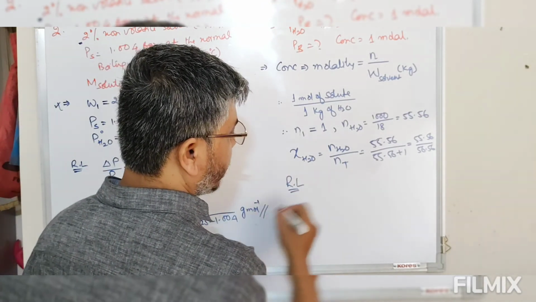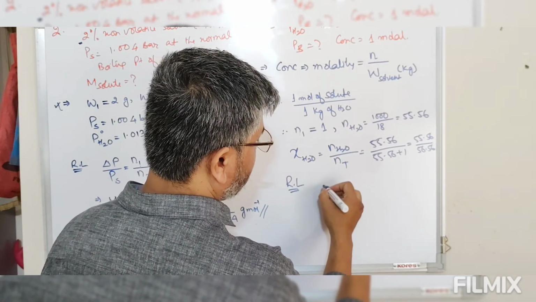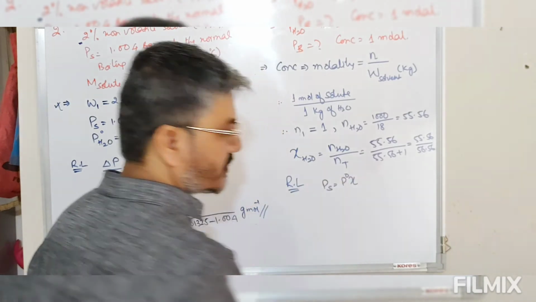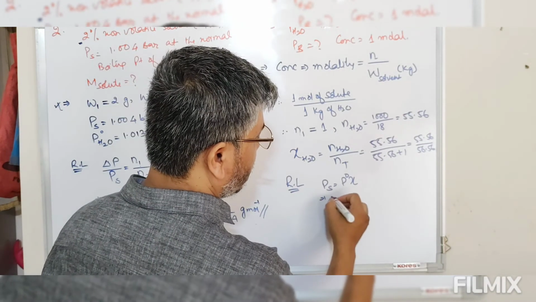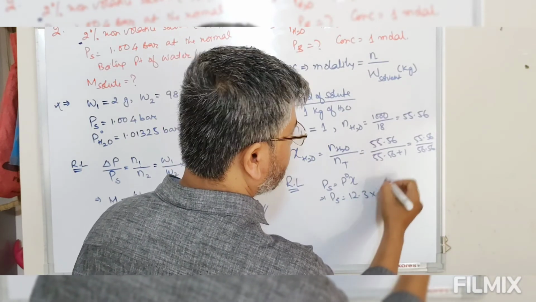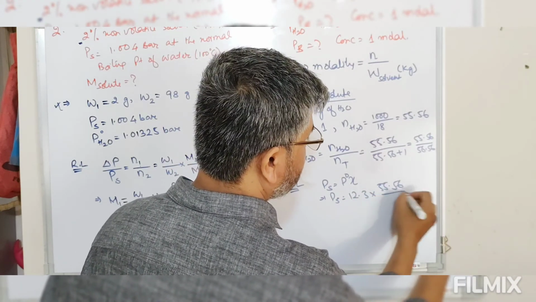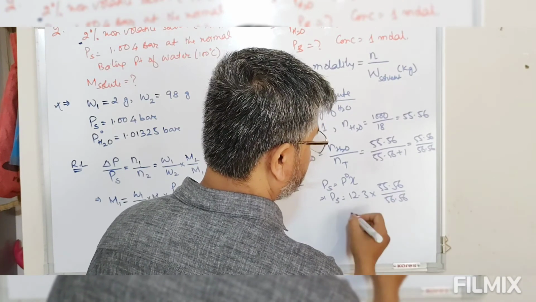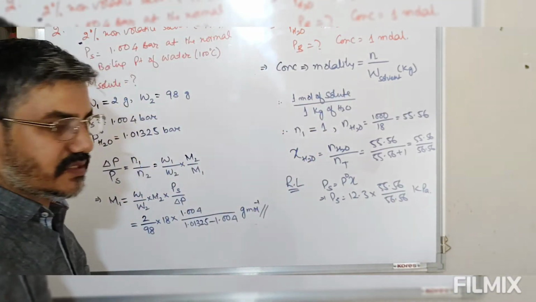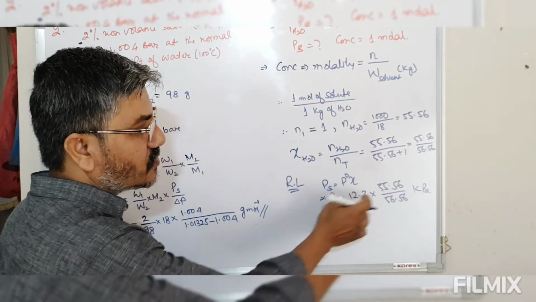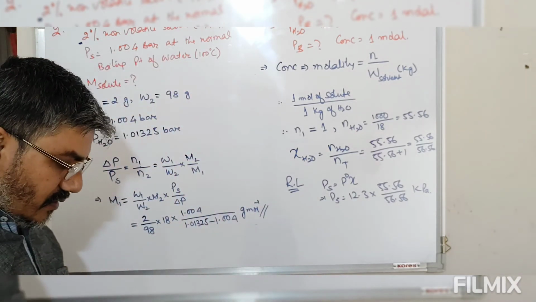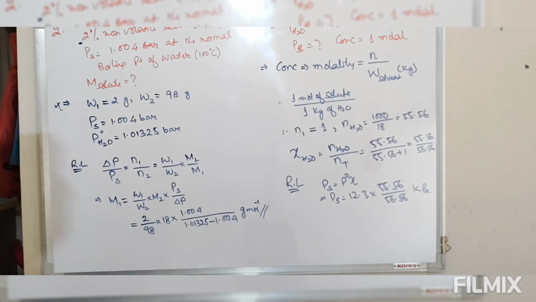From this Raoult's law, the vapor pressure of solution is equal to the vapor pressure of the pure component times the mole fraction of the solvent. So PS is equal to P naught, given as 12.3, into X, given as 55.56 divided by 56.56. This is in kilopascal. Obviously this ratio is less than 1, so the result must be slightly less than 12.3.